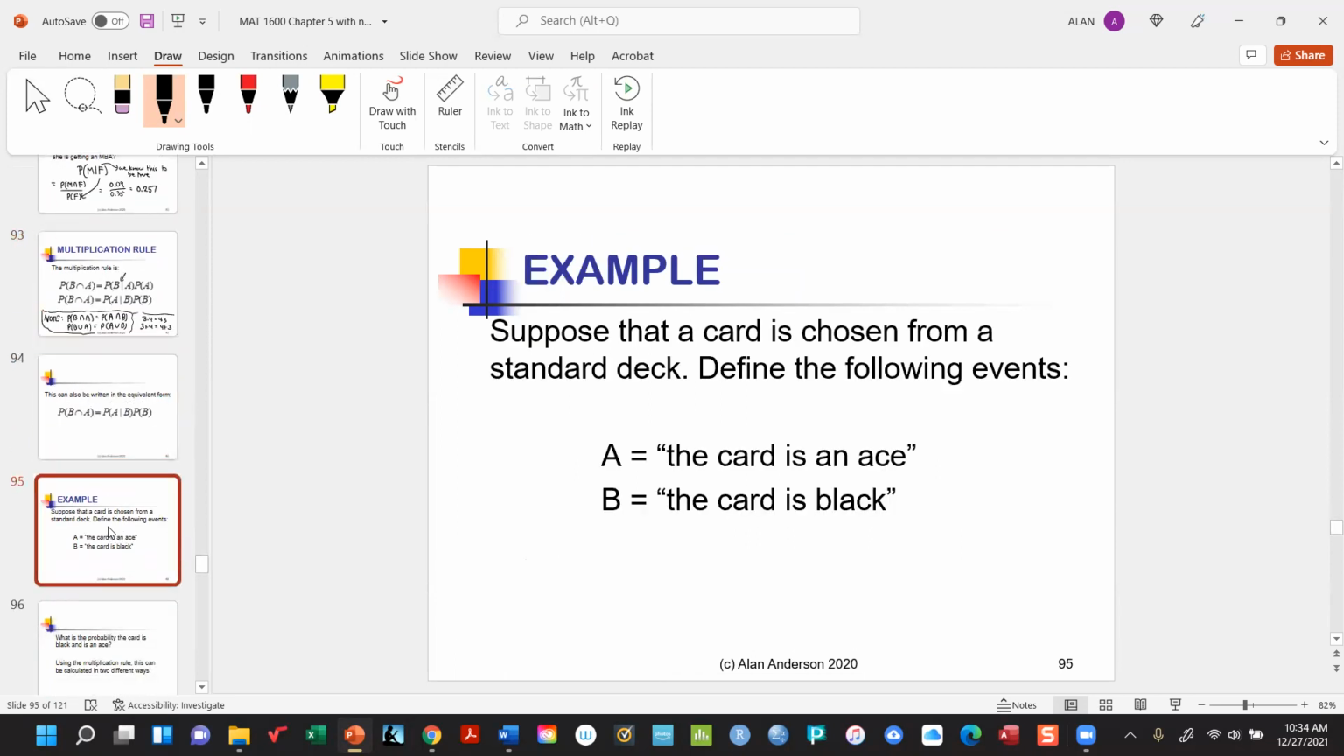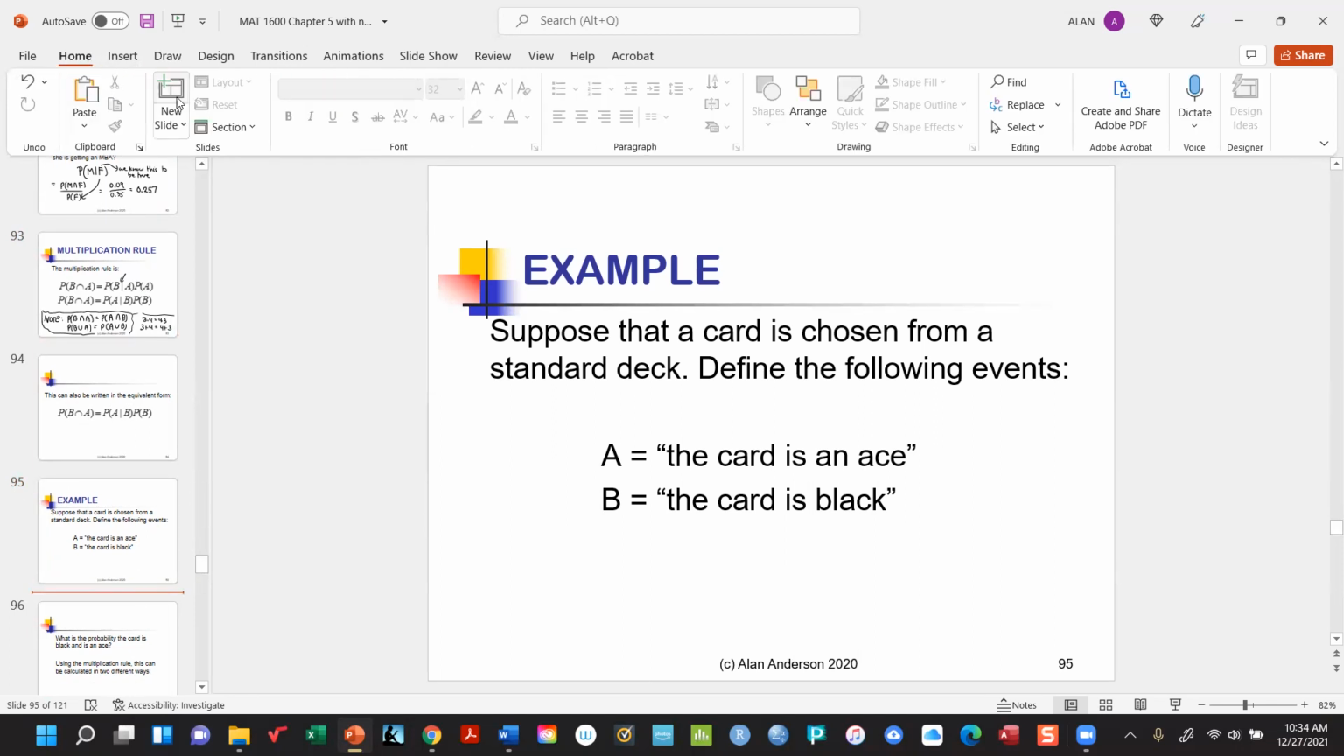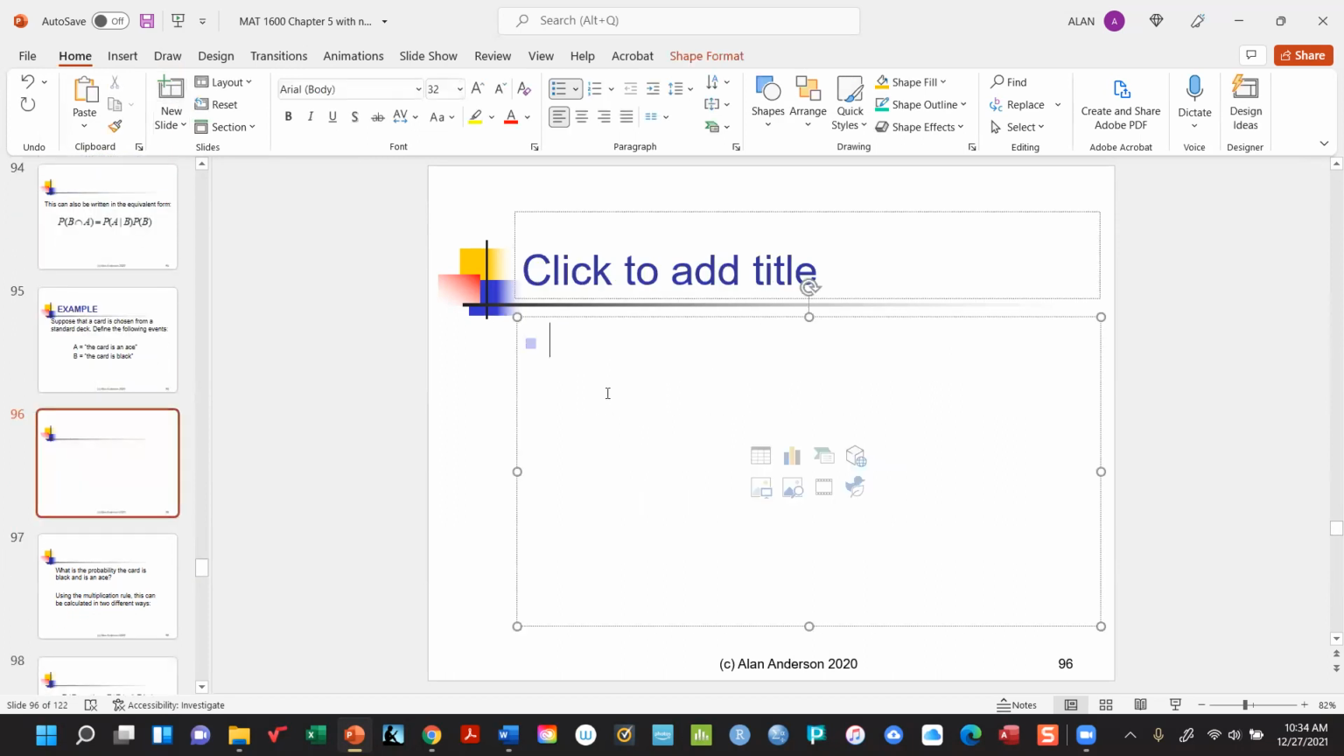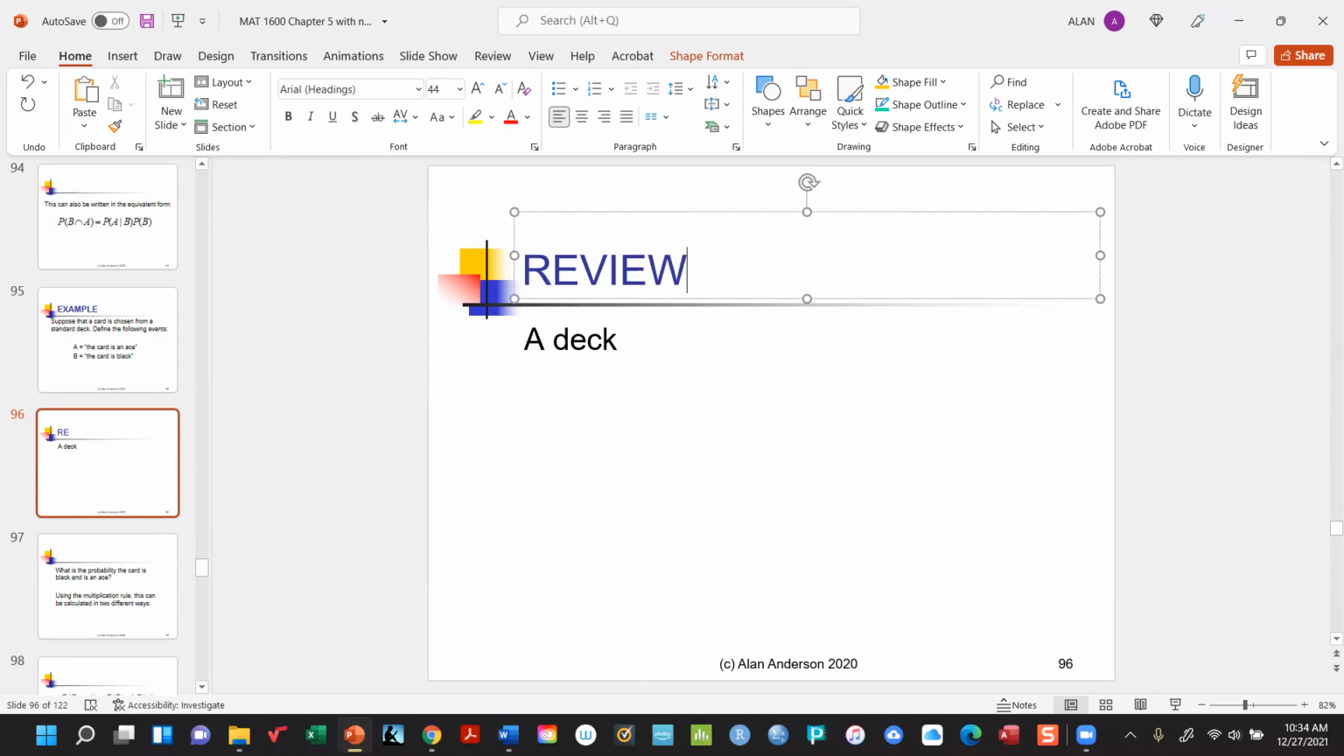Now, here's a simple example. What if a card is chosen from a deck? We'll define A as the event that the card is an ace and B as the event that the card is black. Now, just in case you're getting rusty with your knowledge of cards, let me quickly remind you. You may have played cards when you were a kid, but you may have started to forget. A deck contains, I'll just throw this in here, review.